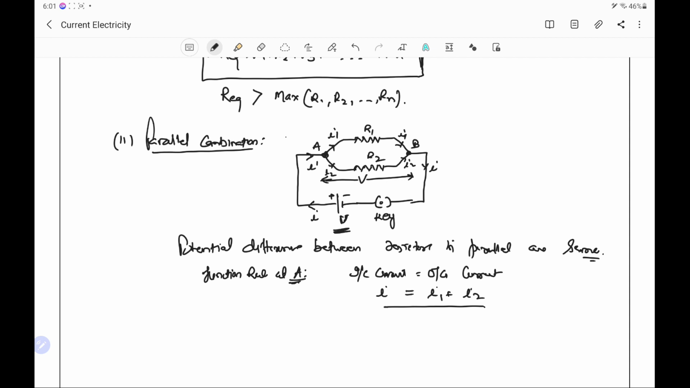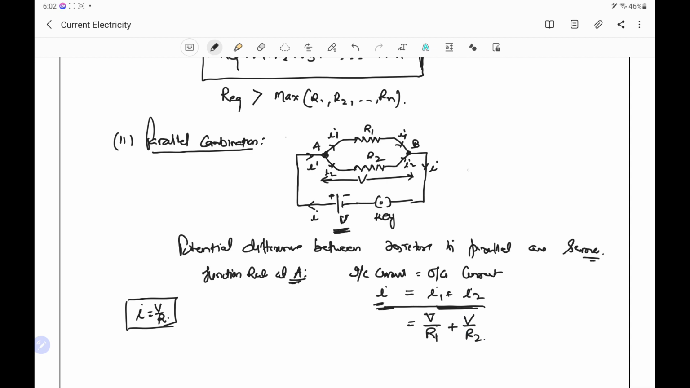While in the series combination, voltage V was equal to V1 plus V2, that is the voltage across resistor R1 and resistor R2, in parallel combination the sum of the currents will give the main current I. Using the formula I equal to V by R, the voltage across the first resistor is V and the resistor is R1. So current I1 is V by R1. Similarly, current across R2 is V by R2. This is I2.